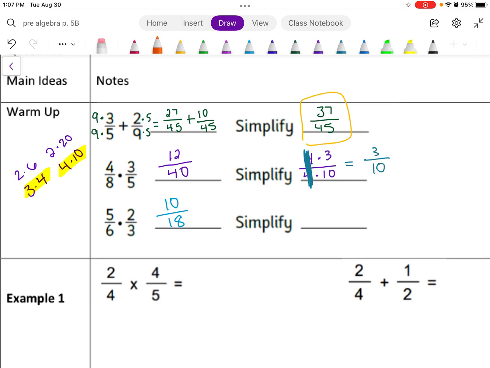So we can do the same thing with 10/18. We want to ask ourselves what goes into 10 and 18. Well, think about the factors of 10. We've got 1 times 10 and 2 times 5. Well, 18, 2 goes into 18 because it's even, 2 times 9. So we can rewrite this as 2 times 5 over 2 times 9. So now 2 divided by 2 simplifies to 1, and we're left with 5/9 as our answer.